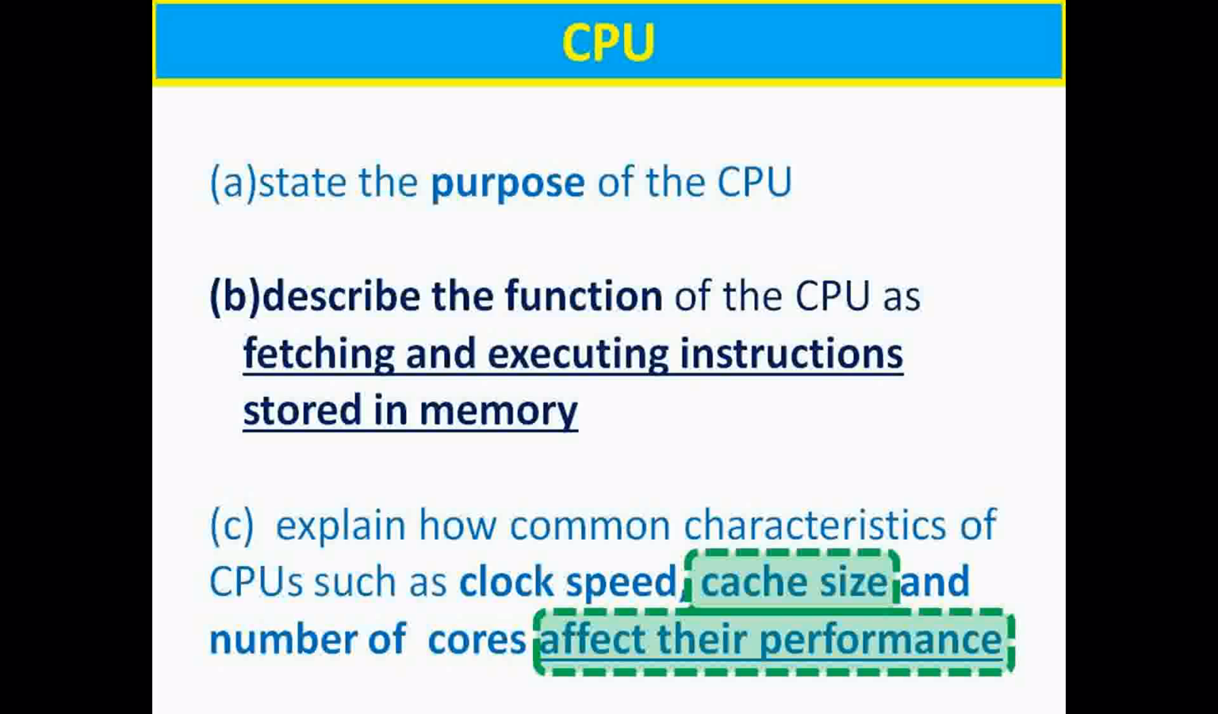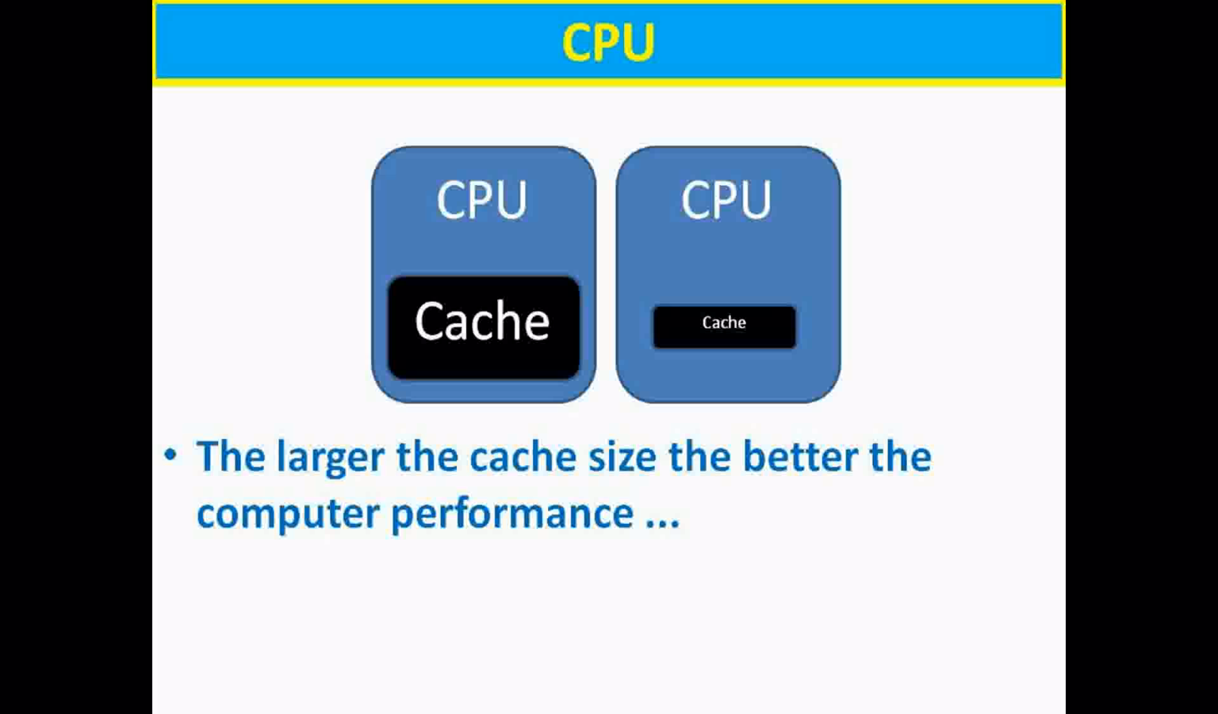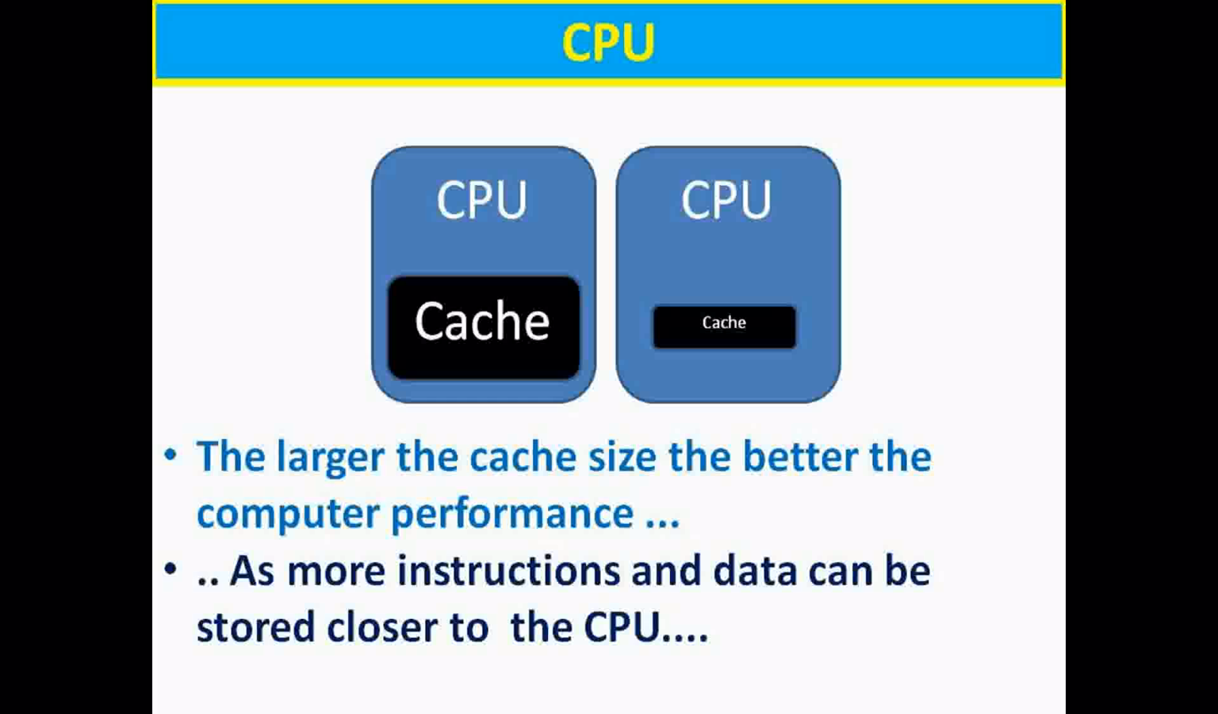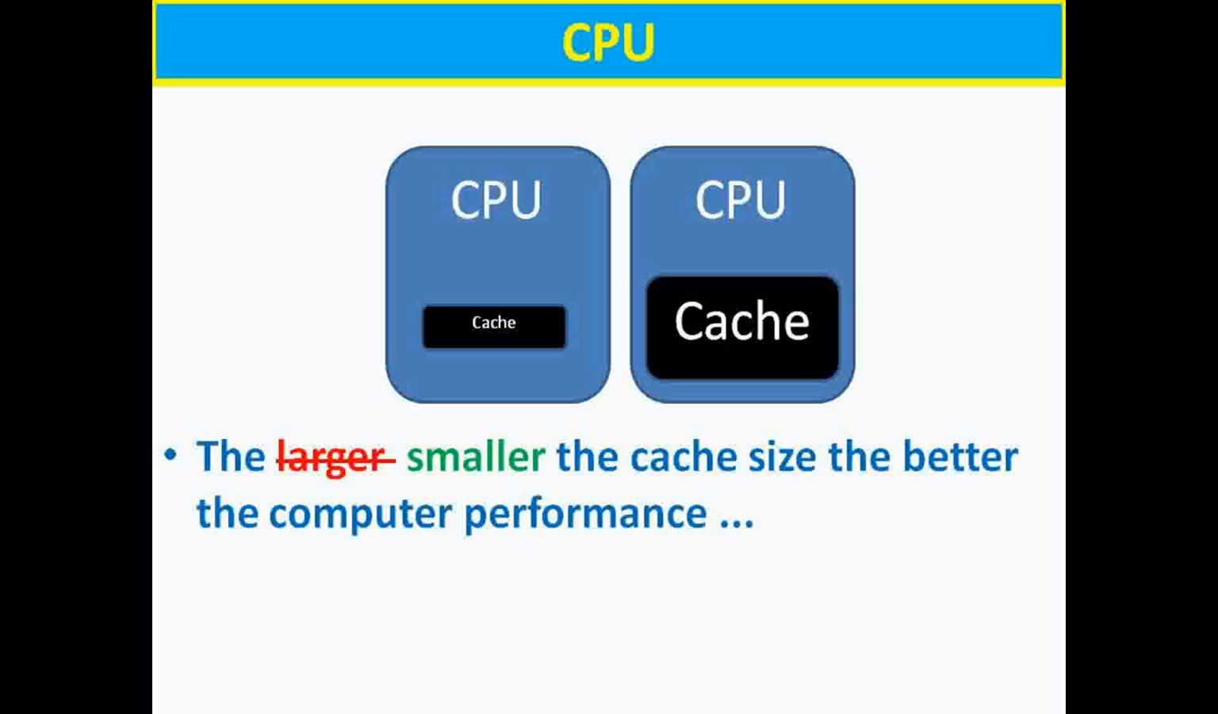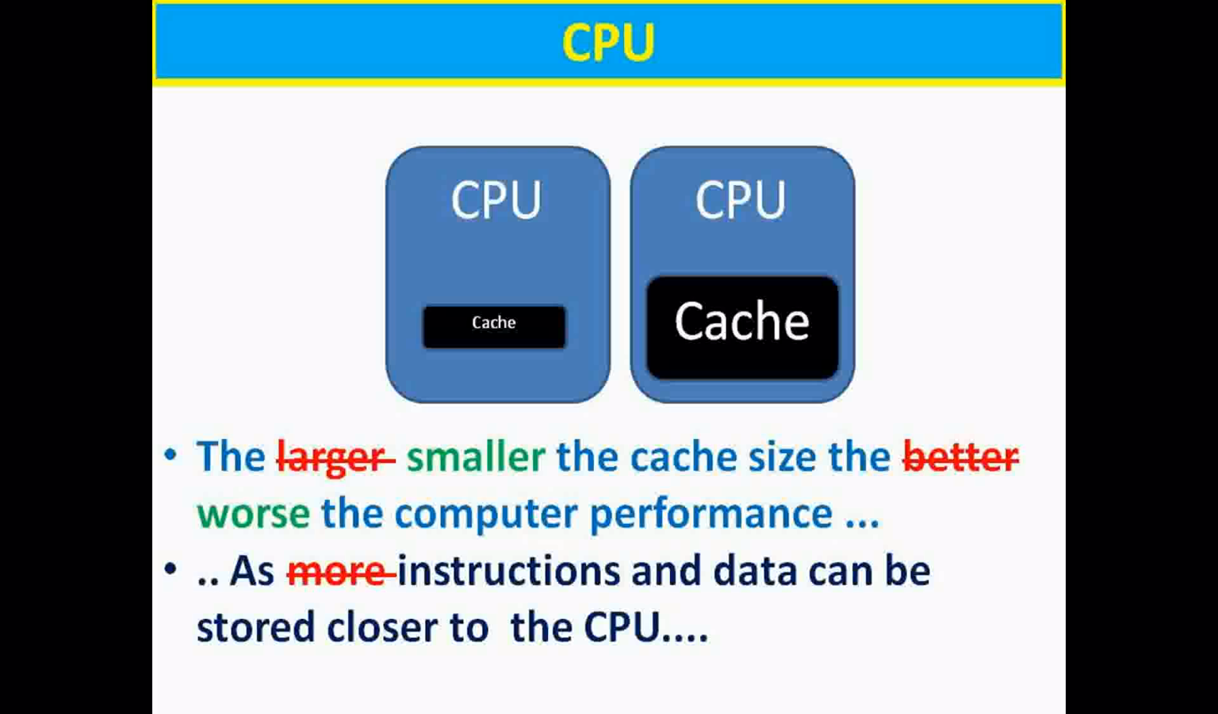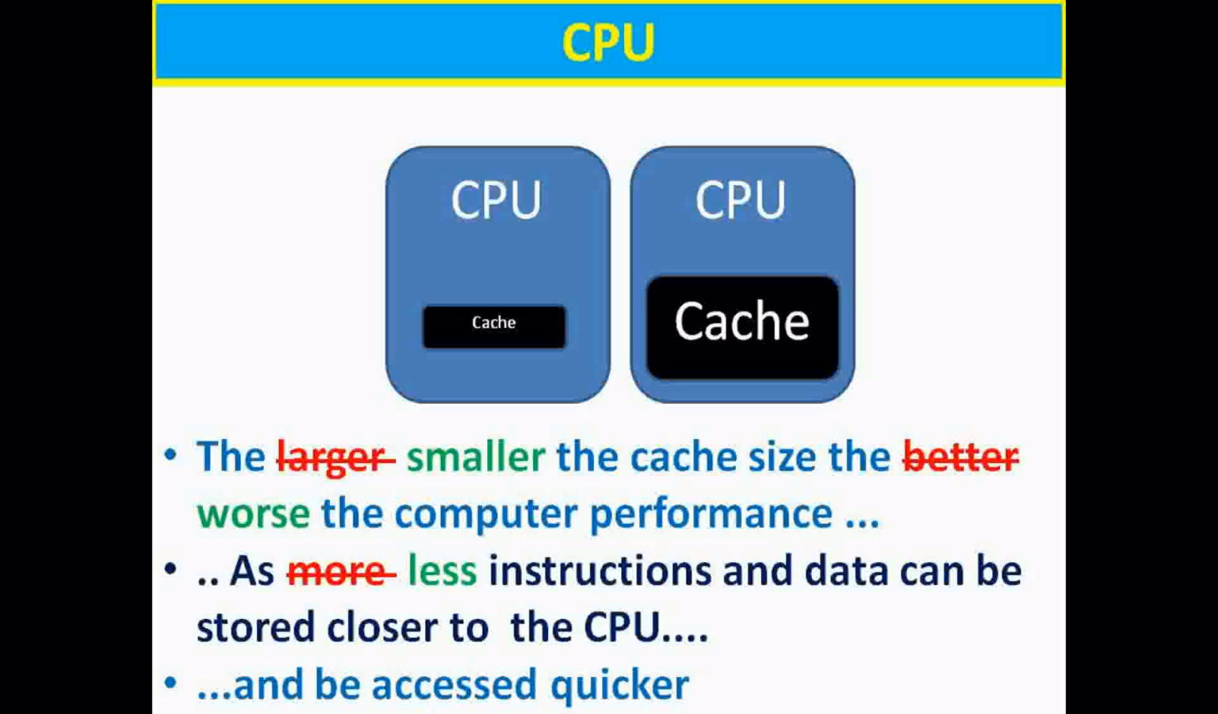So how can cache size affect a CPU's performance? Well, the larger the cache size, the better for computer performance. Why? Because more instructions and data can be stored closer to the CPU and so can be accessed quicker, so it can carry out the fetch, decode, and execute cycle quicker. And similarly, the smaller the cache size, the worse the computer performance, because less instructions and data can be stored closer to the CPU, and so information is accessed slower because it's got to get more information from the RAM or the hard disk, which takes longer for it to do.